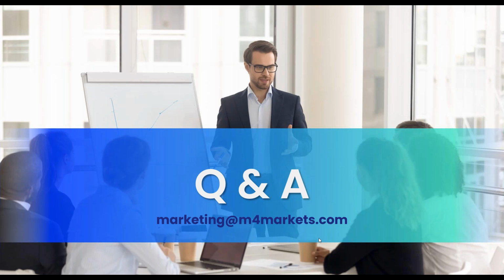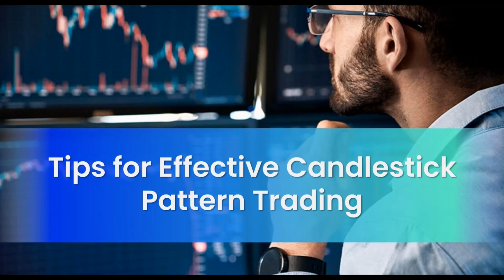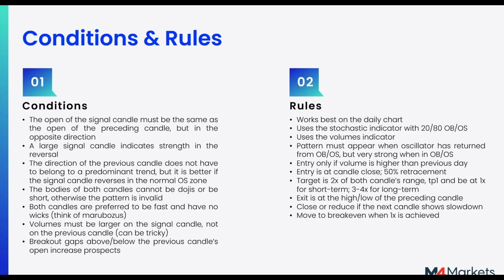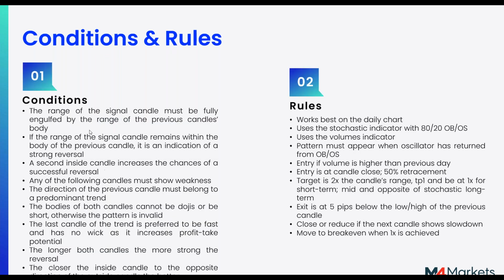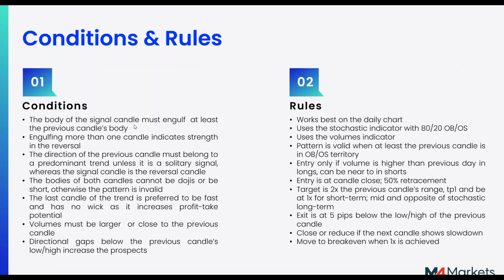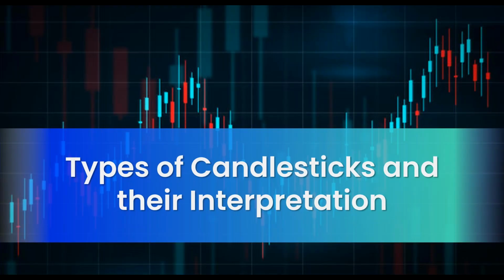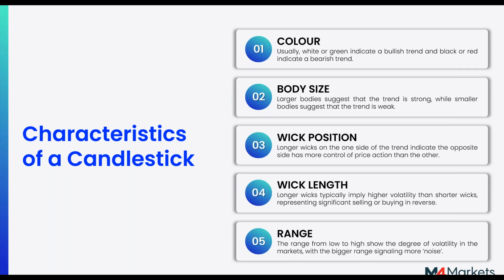At the same time, let's not forget, guys, that it's very, very important that we use all the conditions and the rules. The rules for the trade are pretty much the same in all three strategies, but as you probably remember, under the conditions for each strategy there are some minor differences, and they pretty much come down to the characteristics of a candlestick. And you remember the characteristics: the color, the body size, the wick position, the wick length, and the range.